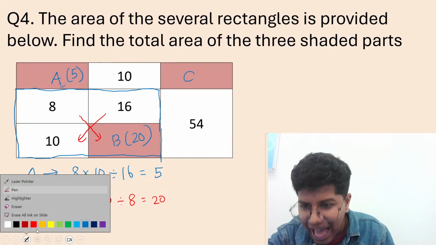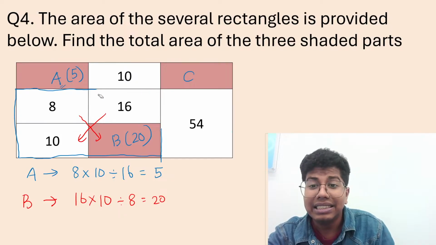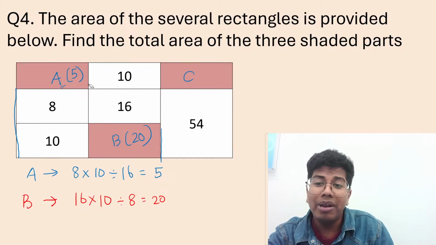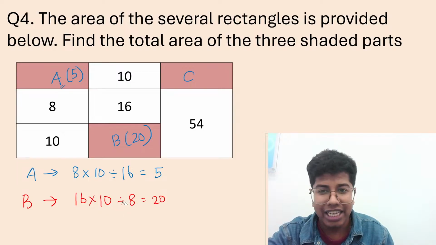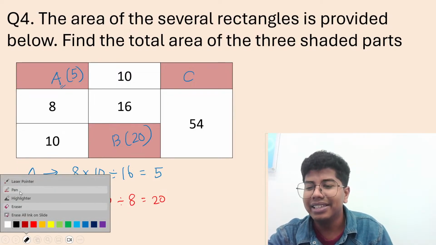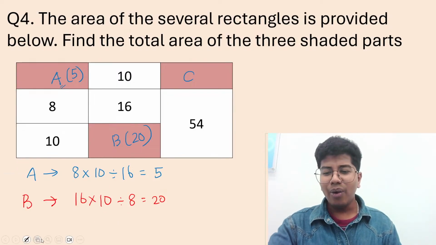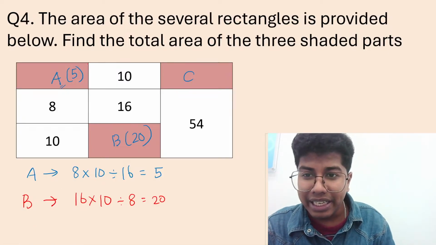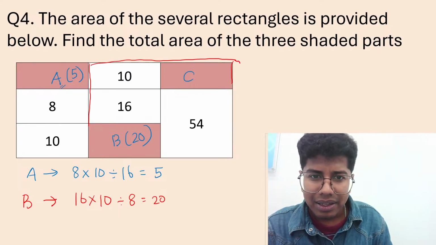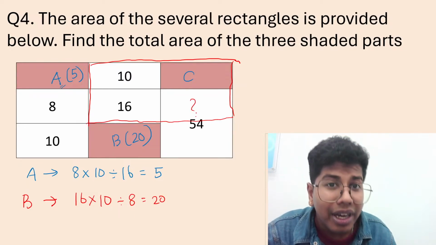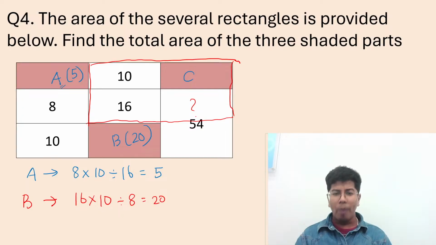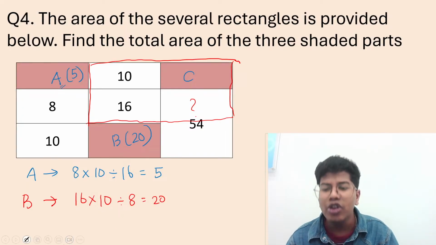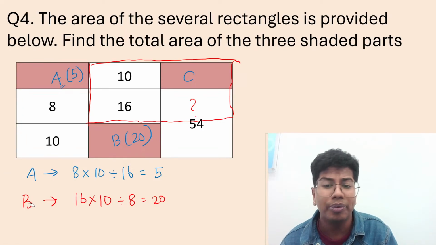Now comes the last part. The most challenging part is C. The question is how to find out the value of C, because C is not in a closed loop. See, if I consider this to be a closed loop, can I consider this? Do we know what is the value here? Of course not. We don't know the value of this part, so I cannot consider it to be a closed loop.